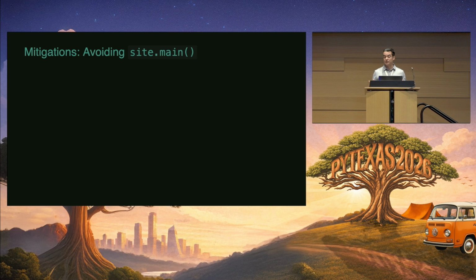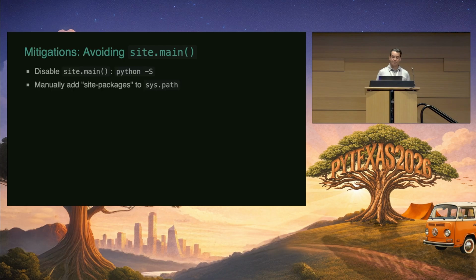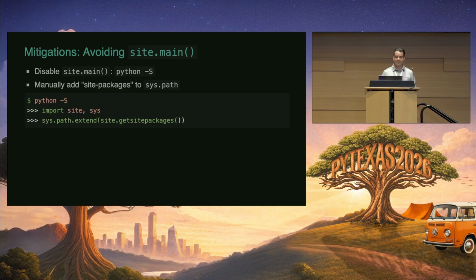Now, we also can choose to avoid site.main entirely. Again, this runs by default every time you start Python, which might be a reason for your slow startup time, by the way. If you call python -S, it will avoid running site.main, but then you can't import any of your packages. Well, an easy fix is to just get the site packages directory and add it to your sys.path. This gives you access to all of your packages, but doesn't run any of the code potentially lurking in PTH files, sitecustomize, or other places.